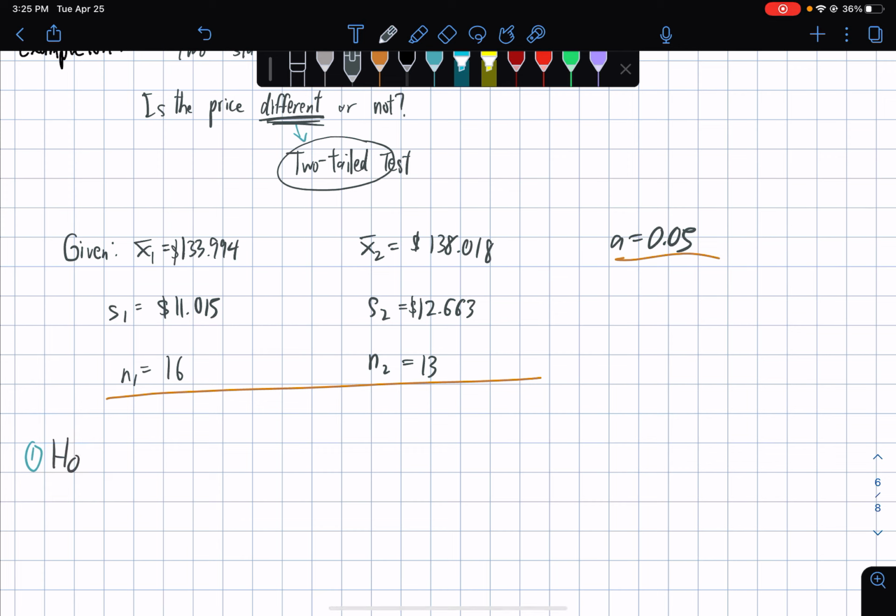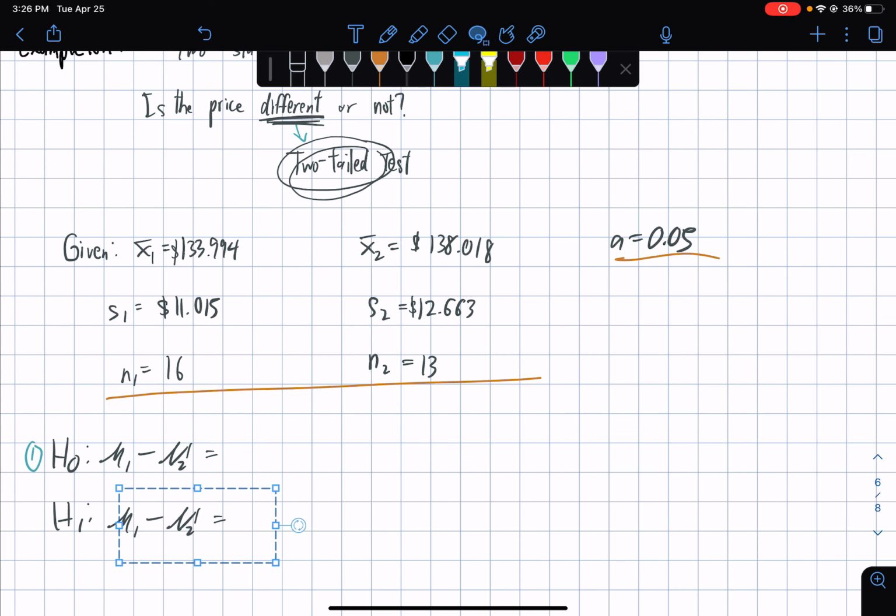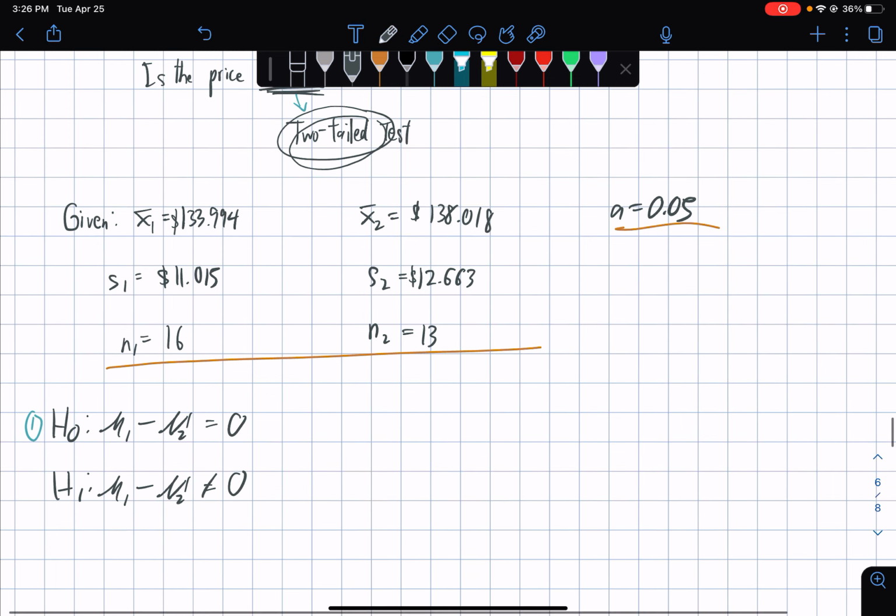Step 1. H0 and H1. Mu1 minus mu2. Since it's two-tailed, the null hypothesis will have an equal sign. For the alternative hypothesis, not equal to 0. Before we go to step 2, we have to find the critical value.